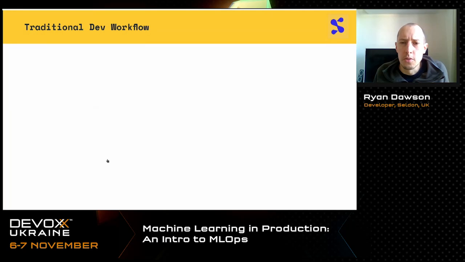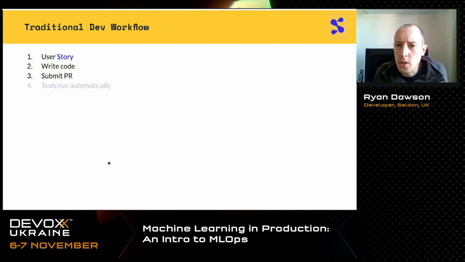Let's just remind ourselves of the workflow steps with traditional DevOps. We start with a user story, specifically specifying a business need. From that, a developer will write code and submit a pull request. Hopefully, tests will run automatically on the pull request. Somebody will review it, and it'll get merged to master.